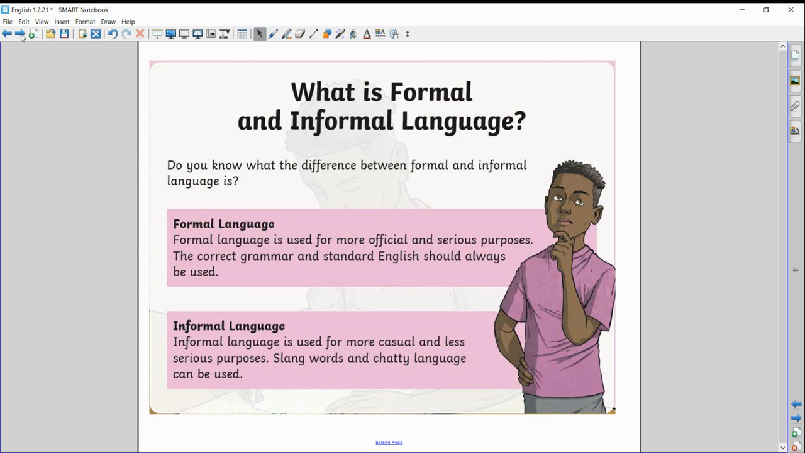And when you're speaking with formal language or writing with formal language, you need to make sure you use the correct grammar, the correct way of speaking, and standard English should always be used. It's not like you're talking to your best friend. That would be informal language. Informal language is used for more casual and less serious purposes. Slang words, joke words, taking shortcuts with language, chatty language can be used. Imagine informal language is the kind of way you would talk to or write to your friends, your family, people that you know really well.